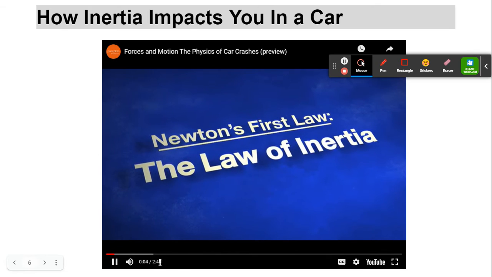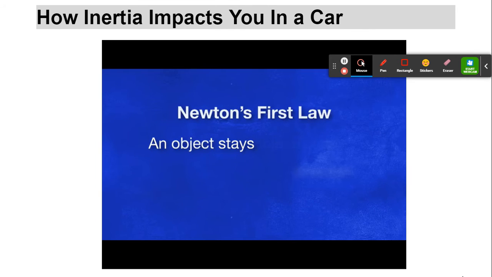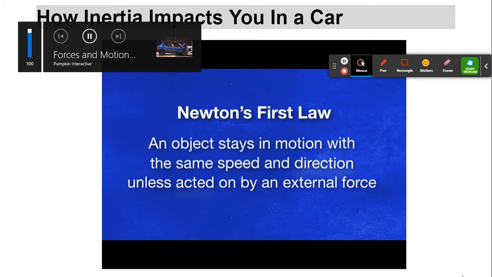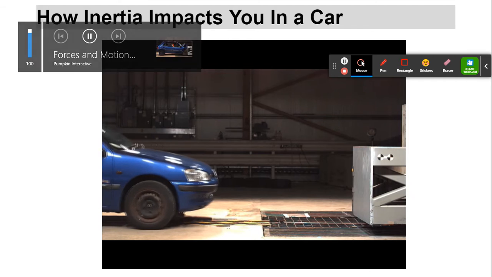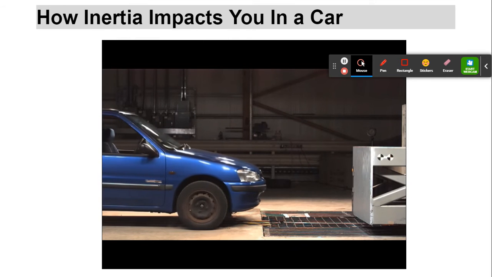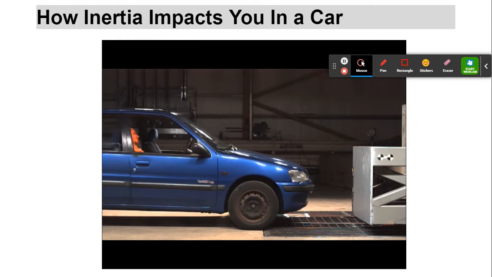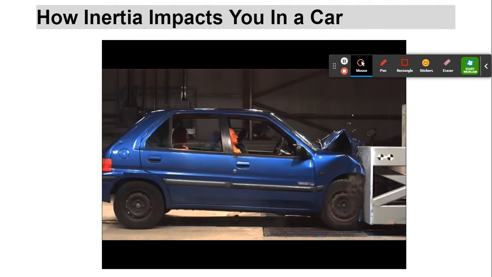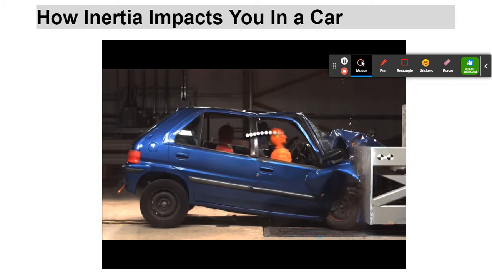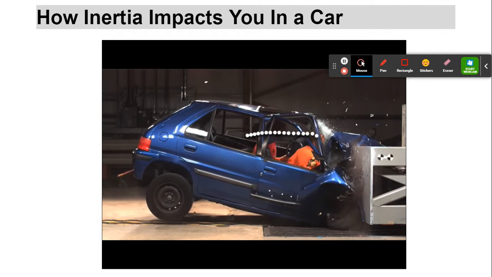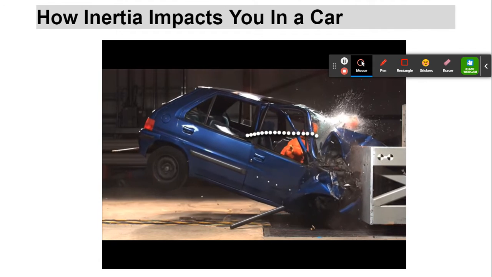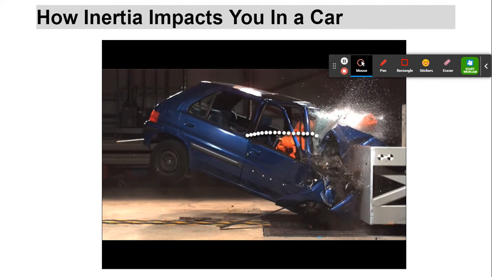Newton's first law of inertia states that an object stays in motion, same speed and direction, unless acted on by an external force. Normally, a car and its occupants move around at the same speed. But when an external force is applied to the car, in this case by the crash test block, the occupants continue to move forward at the same speed until a force is applied to them.